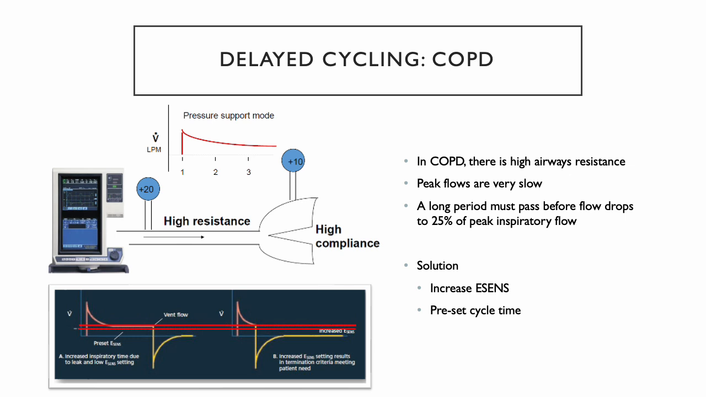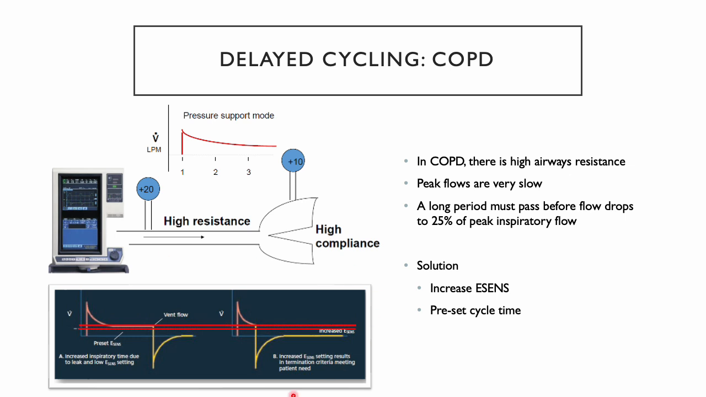Delayed cycling can also occur in COPD patients. In COPD, there is high airways resistance and there is also high lung compliance. This is because of destruction of the elastic fibers that actually support the lung. Peak flows are therefore very slow, and a long period must pass before flow drops to 25% of the peak inspiratory flow. The solution, therefore, will be to actually increase the E-sense or to use a preset cycle time.